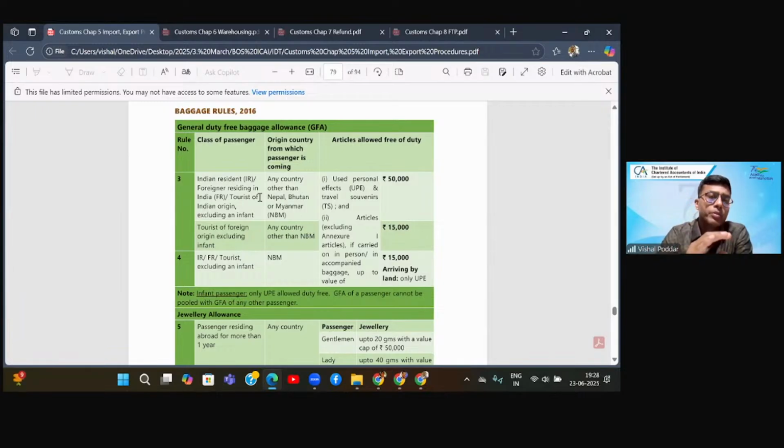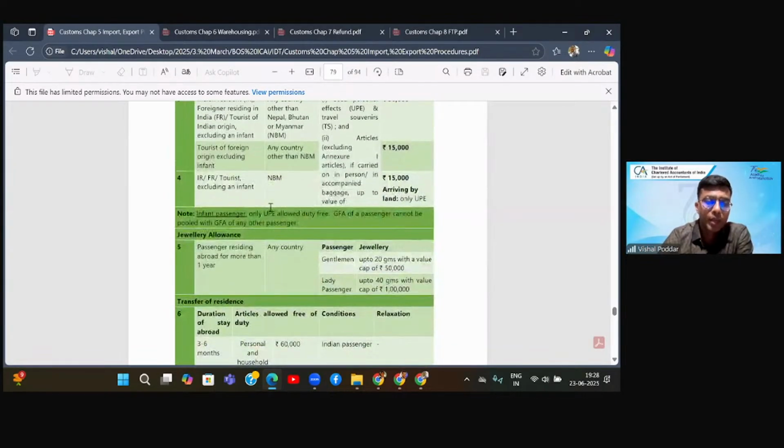Now, for the purpose of fixing the baggage allowance, we call it the baggage allowance. That is the amount up to which you can bring the luggage or baggage without paying tax. This baggage allowance will depend upon the class of passenger, from where he is coming, for what period he has stayed outside, etc. All these things will determine the baggage allowance.